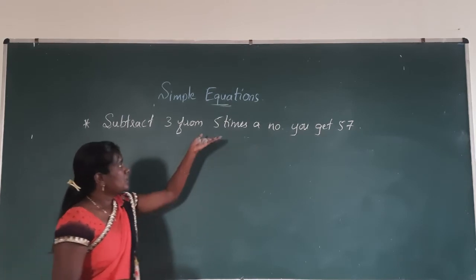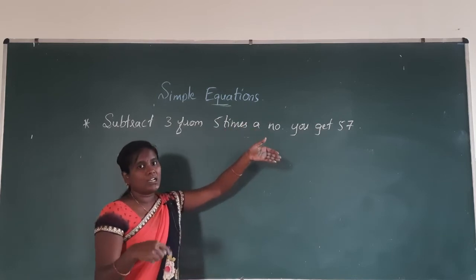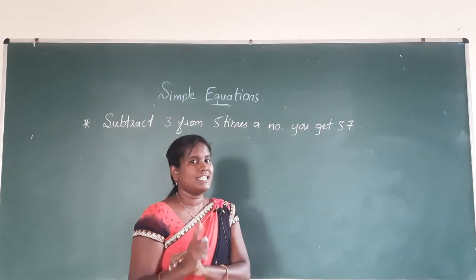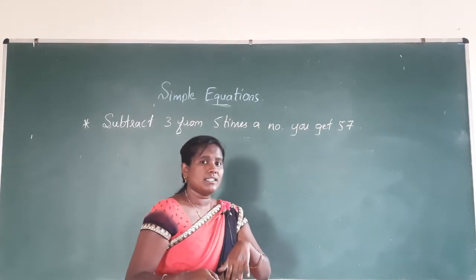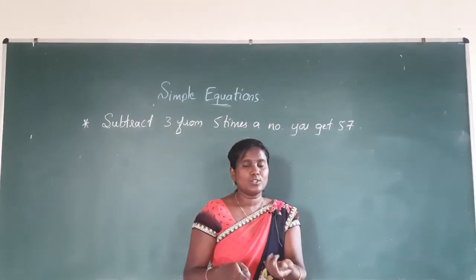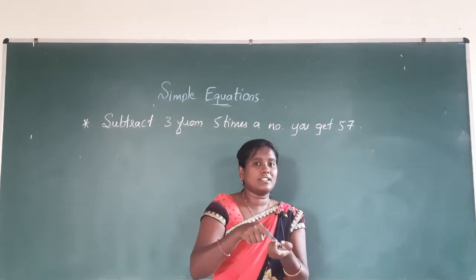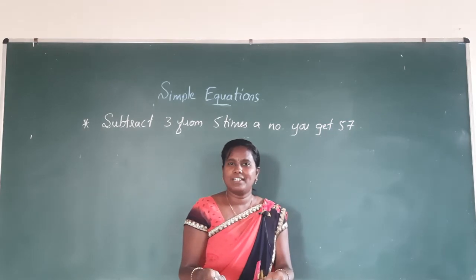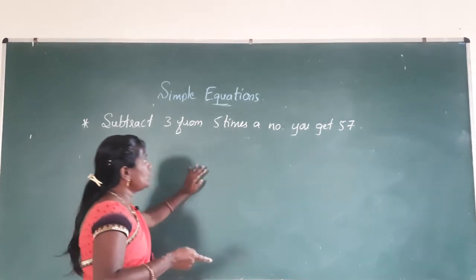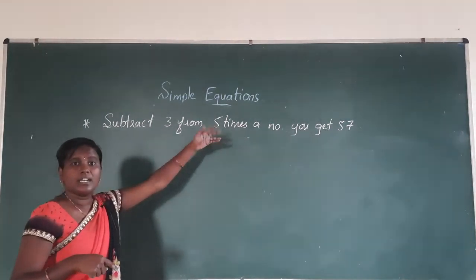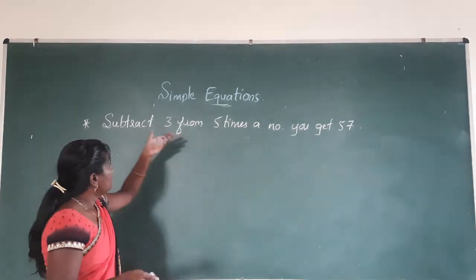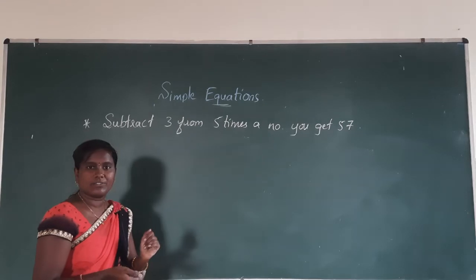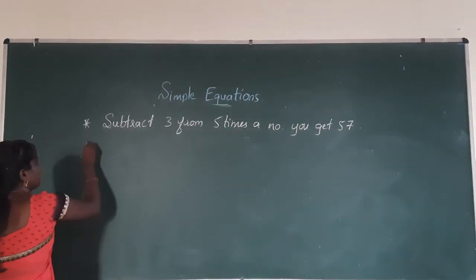See here, 5 times a number in the sense, still we don't know what is that number. Yes, we don't know in the sense there is no fixed value for that. So what is that called, which doesn't have any fixed value? Yes, of course it is a variable, isn't it? So here we are going to consider that a number as any variable, then subtract 3 from that, you are going to get 57. Okay, I will write here.